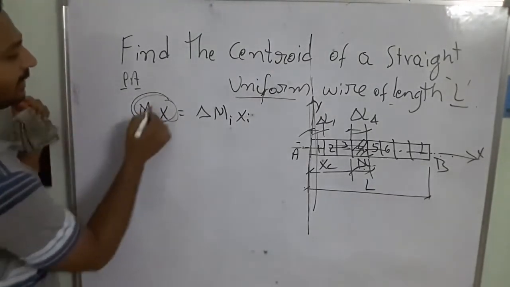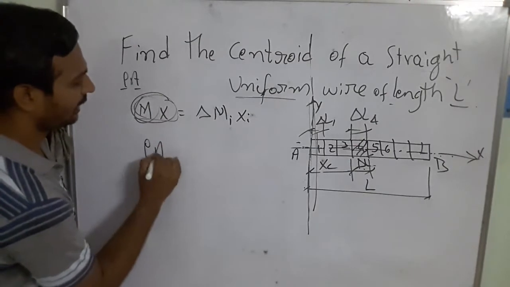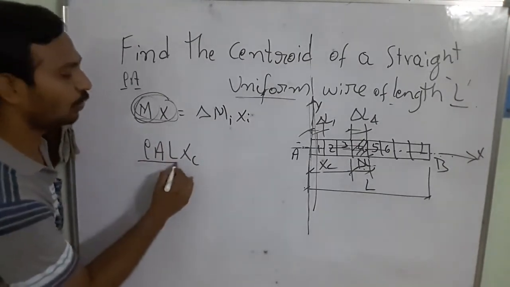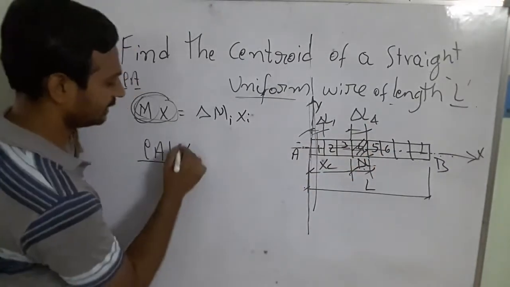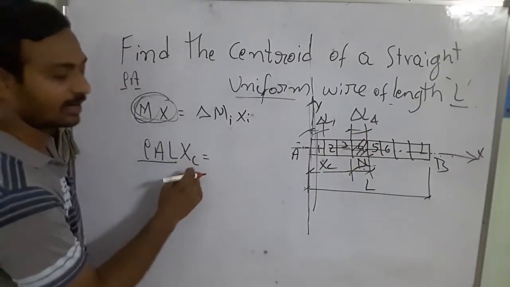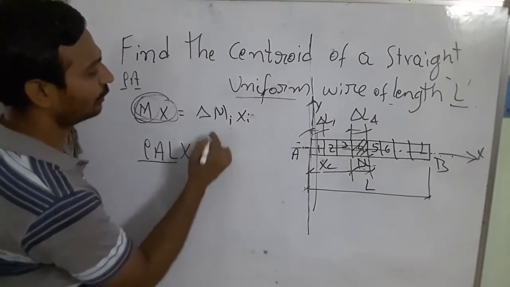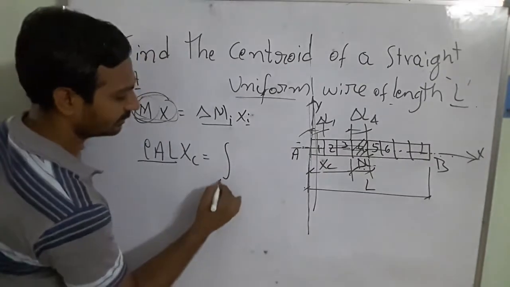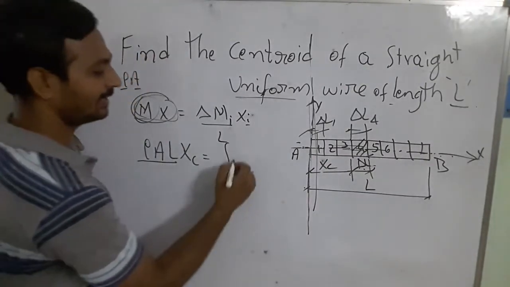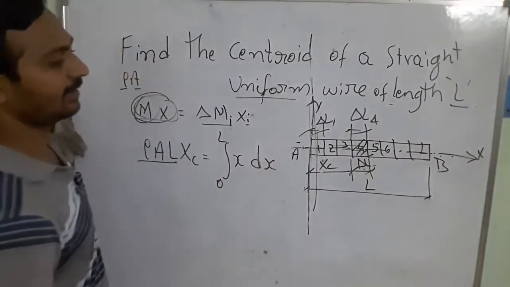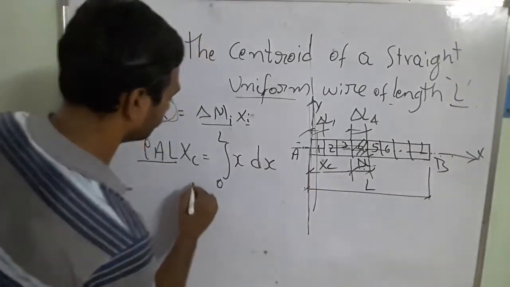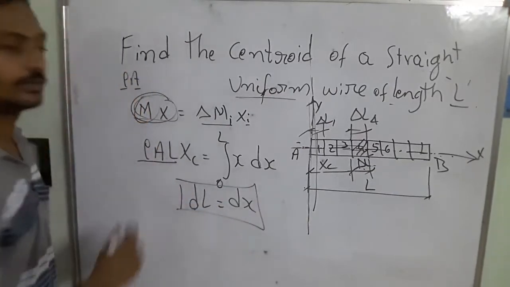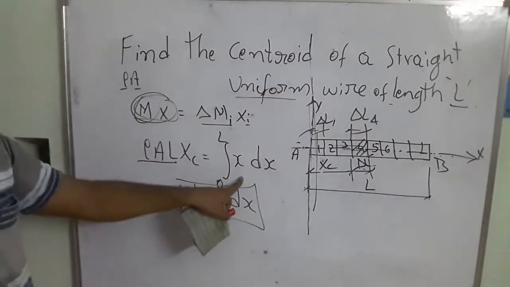Then I'm going to take here M is equal to rho A L into xc. I'm going to take this because this is going to be the total mass of this wire, into xc, which is the centroid distance, or x bar I am going to say. That is equal to, what is the m_i? This I am going to write in terms of 0 to L distance we do have, and then x into dx. Because this is the dl, suppose dl is equal to dx. On this basis I am going to be deriving these equations.